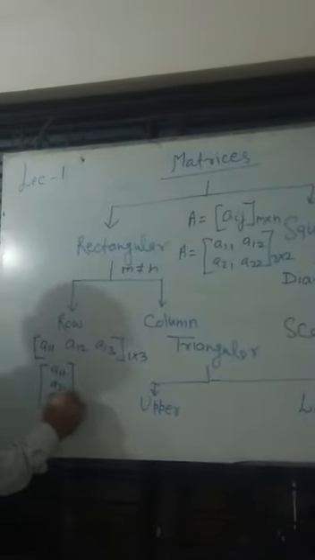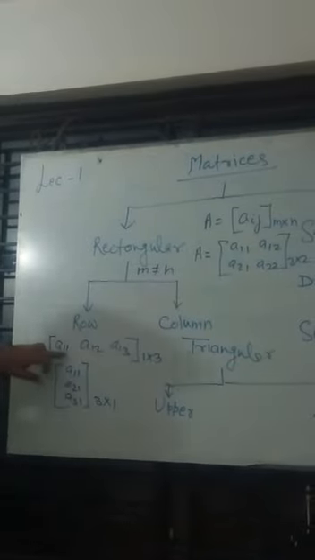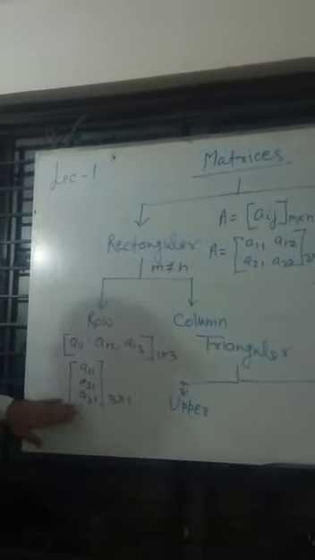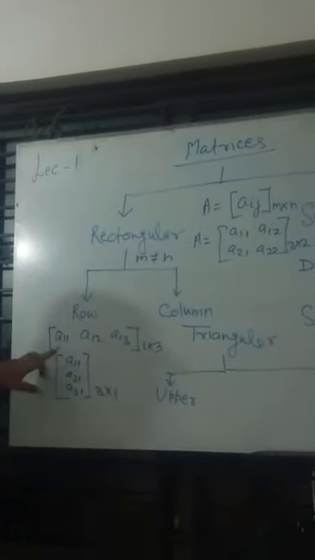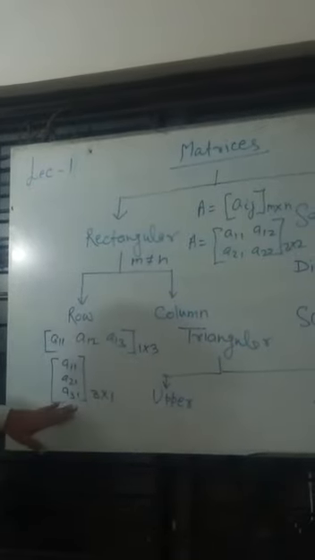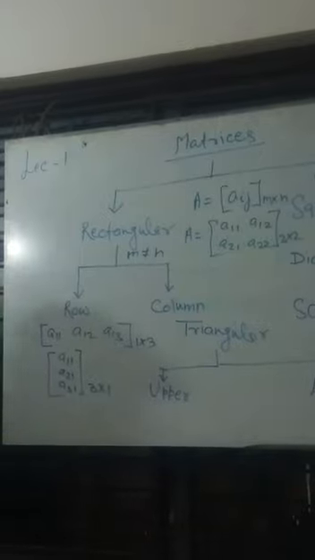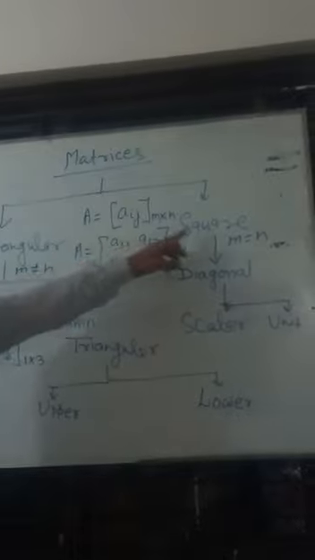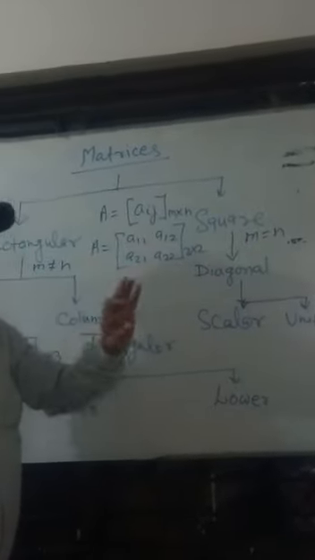You can write this as 3 into 1. That is, first is row matrices in which there is only one row, and this is column matrices, which have one column and 3 rows. You can write more than 3 or less than 3, but the column is only 1. In square matrices, you write the number of rows equal to number of columns.